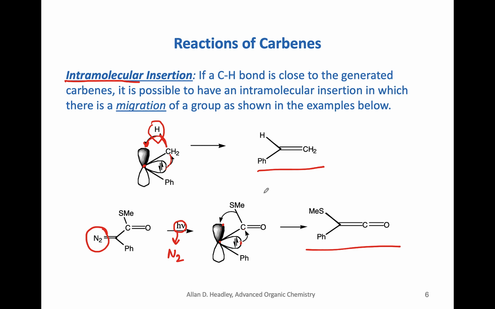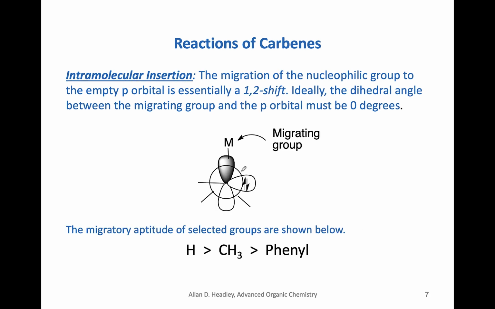It's possible to have an intramolecular insertion within the same molecule. Let's see the requirement for a 1-2 shift. Ideally, for the group that's migrating from one part of the molecule to the carbene, the dihedral angle here must be 0. As you can imagine, it must be right across from the p orbital so that it can just move right over into the p orbital.